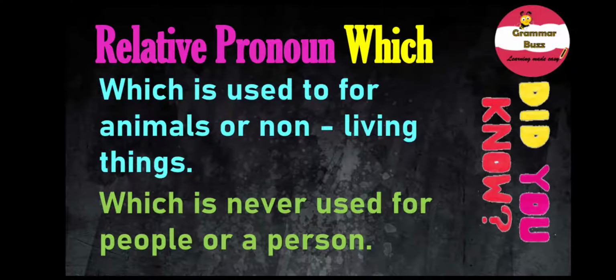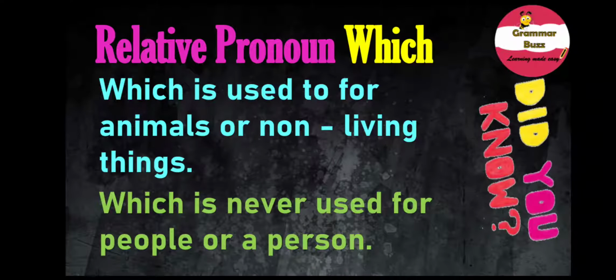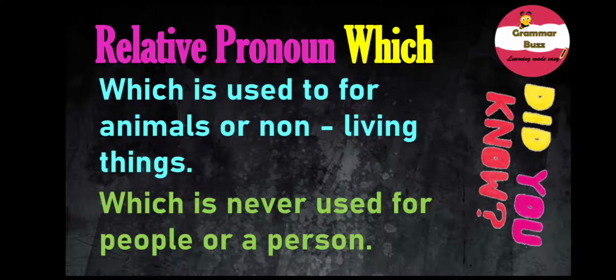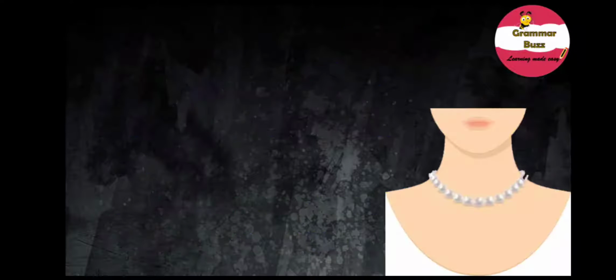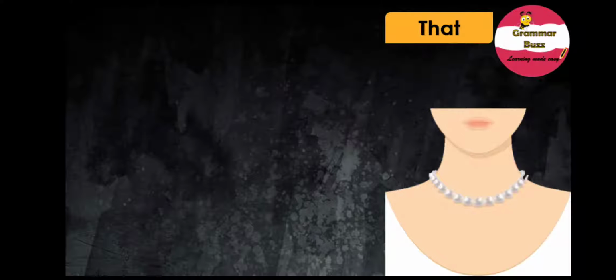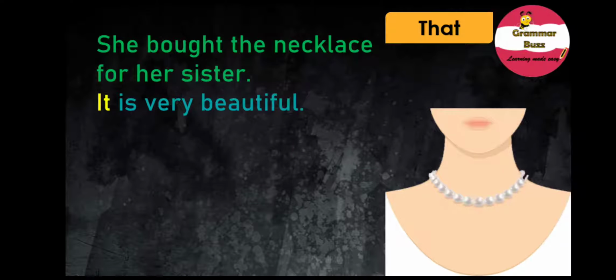Well, with that, we are moving on to our next relative pronoun in the list, and that is that. Yes, the next relative pronoun in our discussion list is that. So what about this example? She bought the necklace for her sister. It is very beautiful.